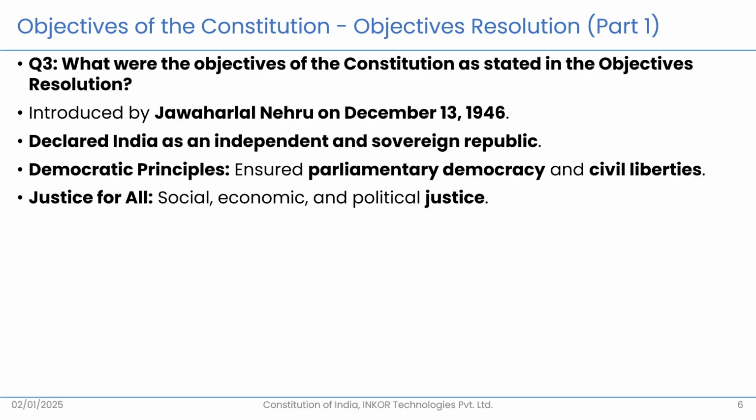One of the most significant contributions to the Constitution's development was the Objectives Resolution, introduced by Jawaharlal Nehru on December 13, 1946. This resolution formally declared that India would be an independent and sovereign republic, free from colonial rule. It also emphasized democratic principles, ensuring that India would be governed through parliamentary democracy, where leaders are elected by the people. The resolution further stressed justice for all, highlighting the importance of social, economic, and political justice in ensuring fairness and equality for every citizen.